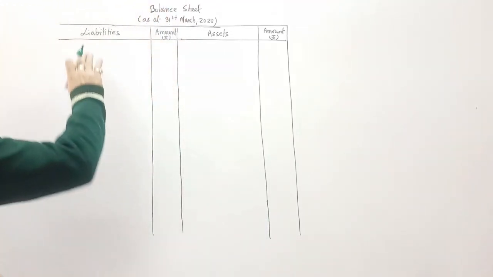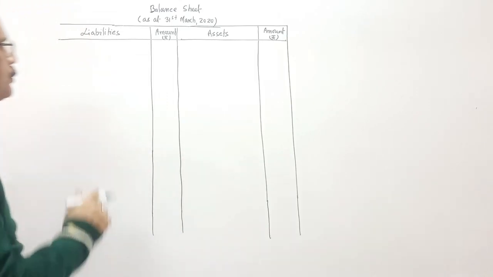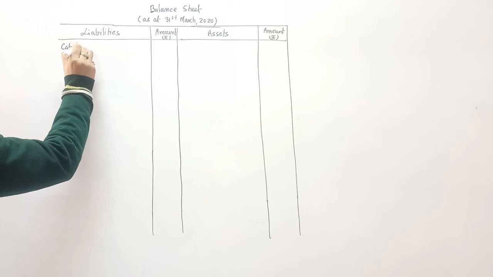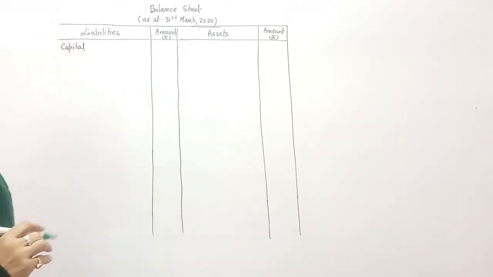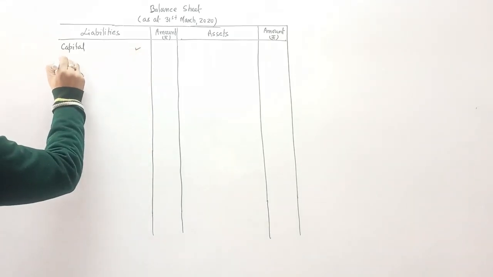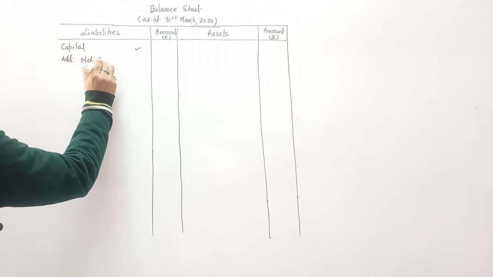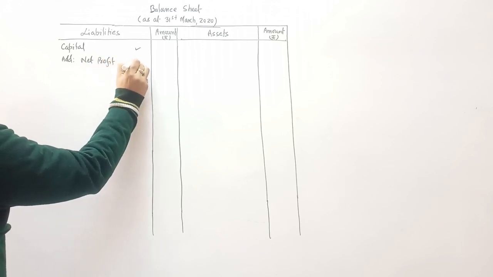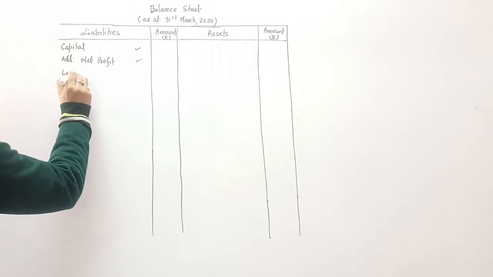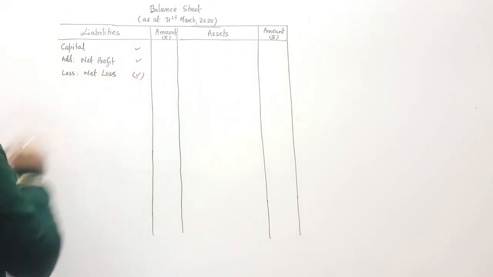So coming to the liability side. First liability, suppose the capital, start with the capital. Capital is a liability, it's the owner's liability, the owner's fund. So you write the capital information inside, then you add the net profit to the capital, net profit if any. If there is a net loss instead of net profit, then you deduct the net loss from capital.